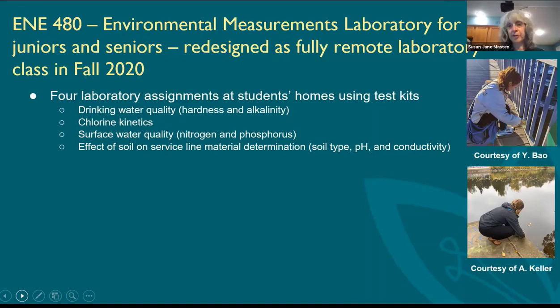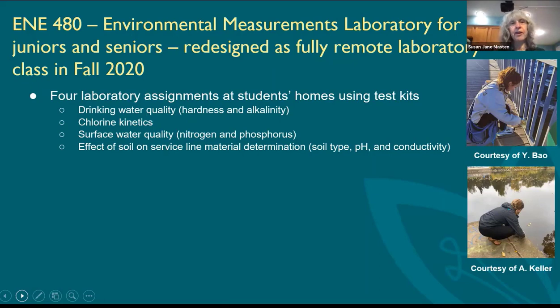They had to look up the consumer confidence report, so they learned something about their own water source and water supply, and then they measured hardness and alkalinity and compared that to their consumer confidence report or to the bottled water information that was available online.